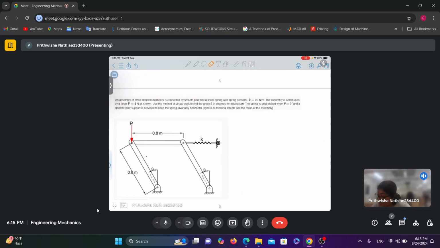So for this problem, it is said that an assembly of 3 identical members is connected by smooth pins and a linear spring with spring constant K equals 20 Newton per meter. The assembly is acted upon by a force of 4 Newton. Use the method of virtual work to find the angle theta in degrees for equilibrium. The spring is unstretched when theta equals to 0 and a smooth roller support is provided to keep the spring invariably horizontal.